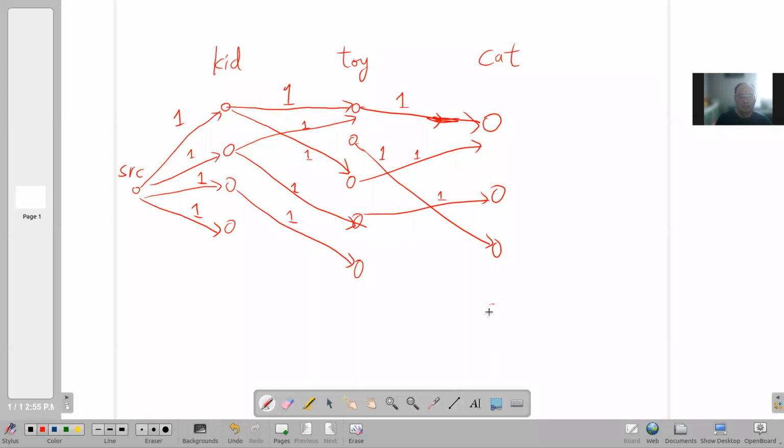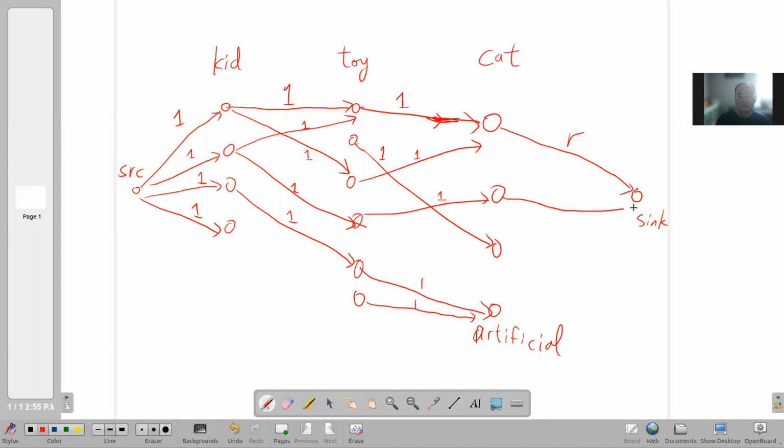Then, as I said, there could be a fake, artificial category for all the things that don't belong to a category. And maybe there's another one here and so on. All of these are 1. And then finally, to the sink, you're just going to connect. I'll call it R1, R2 for the different categories, the limit of how many toys you can use from each category. So if this is 5, for example, that means that you cannot select more than 5 toys in this category.